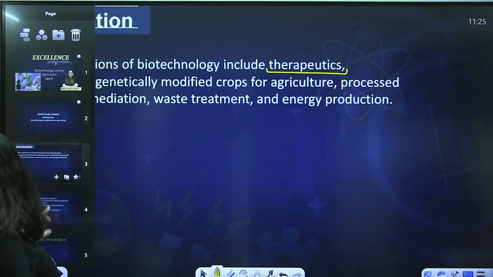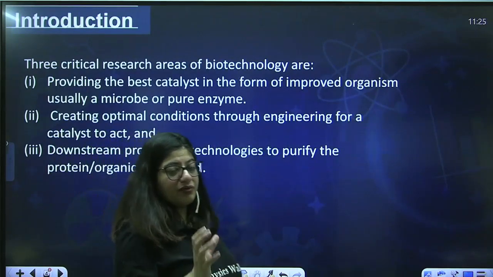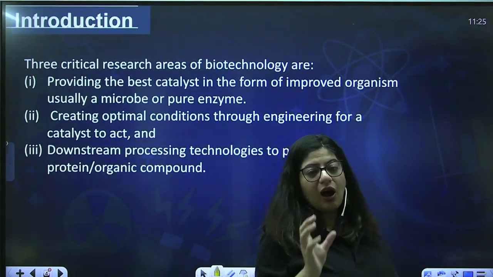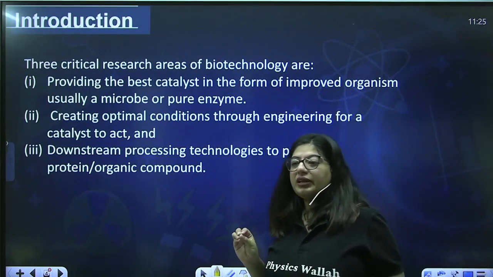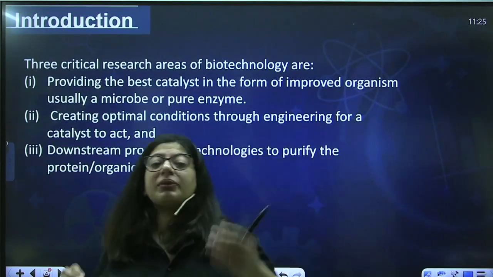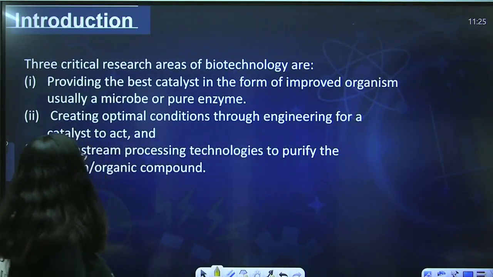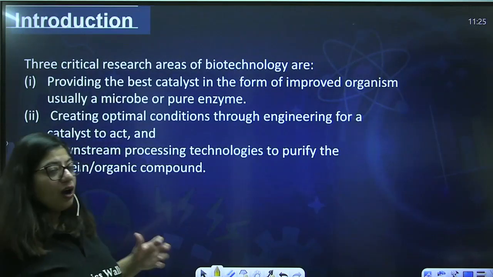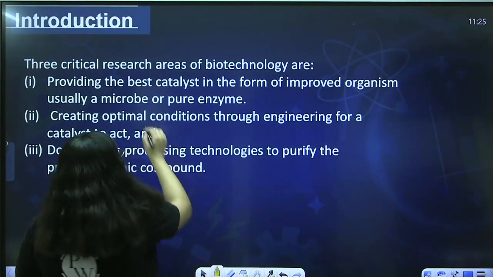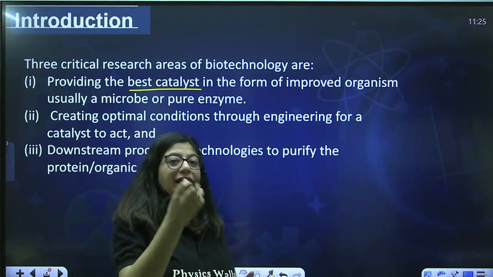So we'll start with the three critical research areas of biotechnology. So far we have discussed how biotechnology is a boon and how you do the stuff, but still there are certain areas of biotechnology where we need a lot of research. The first is providing the best catalyst in the form of an improved organism, usually a microbe or pure enzyme. Best catalyst means a catalyst can be an enzyme, and it can be an organism also. So what kind of organism are you using?